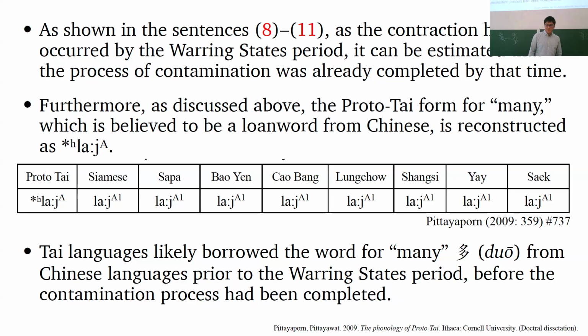As shown in sentences 8 to 11, as the contraction had occurred by the Warring States period, the Guodian slips must be dated back to the mid Warring States period. So it can be estimated that the process of contamination was already completed by that time, right? And as I discussed before, the prototype form of the word for many, which is believed to be a loanword from Chinese, is reconstructed like fly, tong a, because they're all tong a, so we can reconstruct the voiceless L for the prototype. So the Thai language likely borrowed the word for many from Chinese prior to the Warring States period, before the contamination process had been completed. So this is my idea.